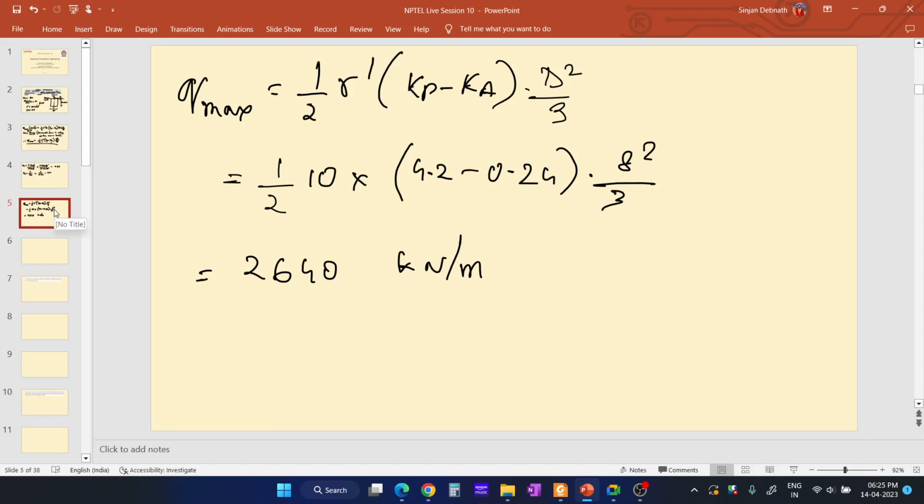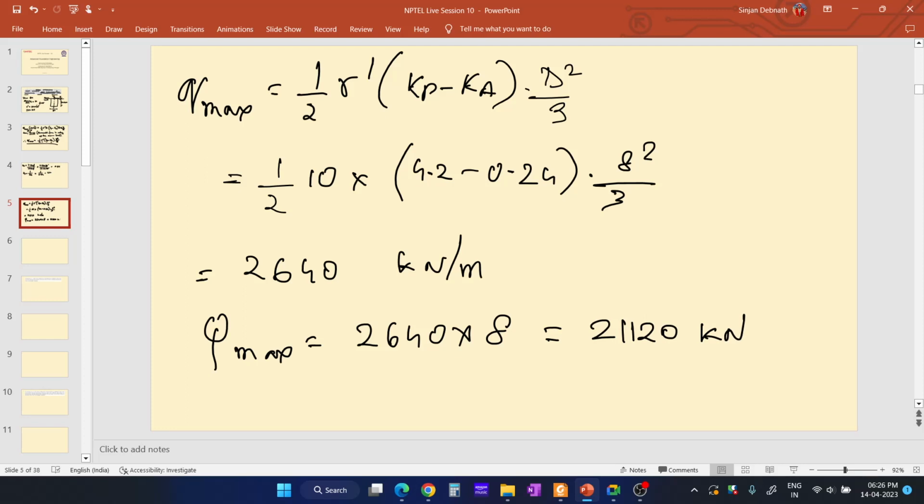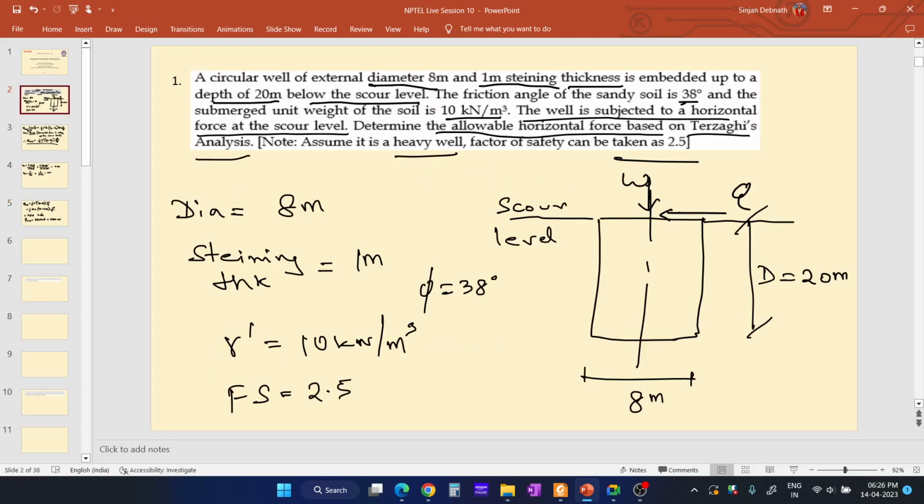Now what is the value of capital Q max? It is 2640 into diameter, that is 8. If you calculate this, Q max comes out to be 21120 kilonewton. And we have been asked to find out the allowable horizontal force based on Terzaghi analysis, and the factor of safety is around 2.5.